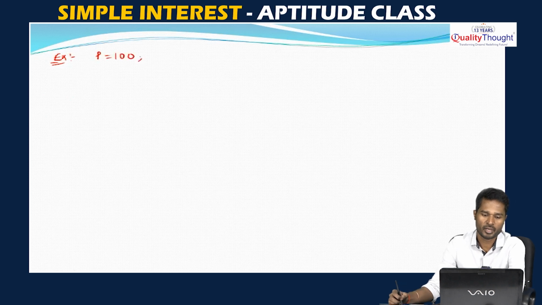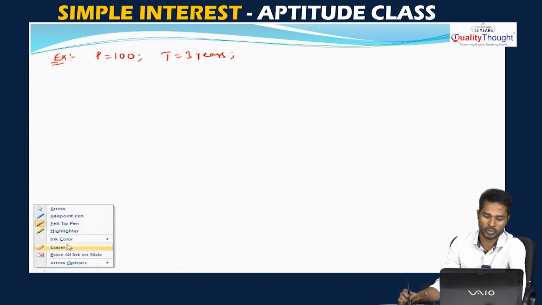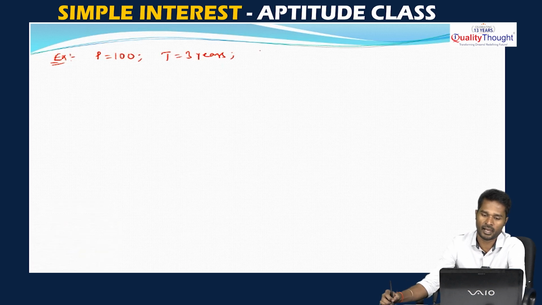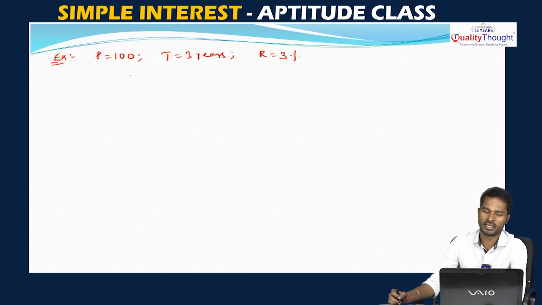For example, I borrowed 100 rupees from my friend and I said I will return it after 3 years, and I asked my friend that I will return your 100 rupees after 3 years. My friend said okay, but you need to pay me 3% rate of interest. This is what my friend said. Now always the rate of interest we will calculate here.